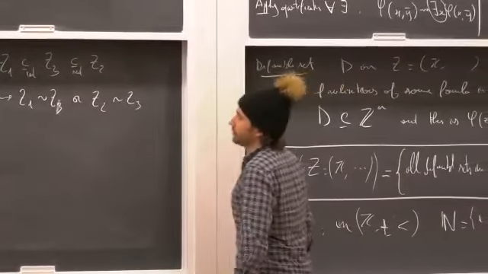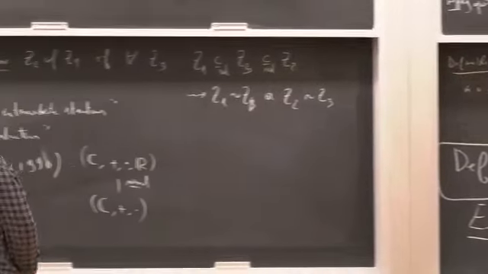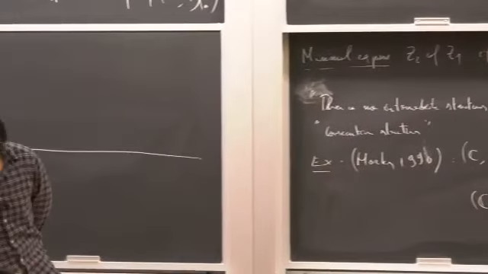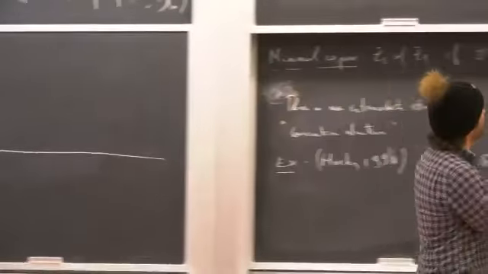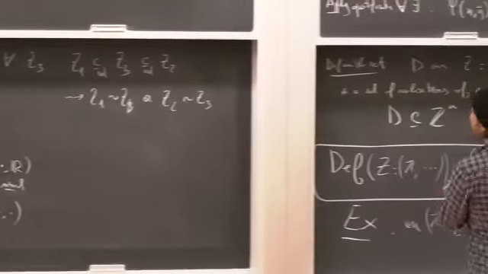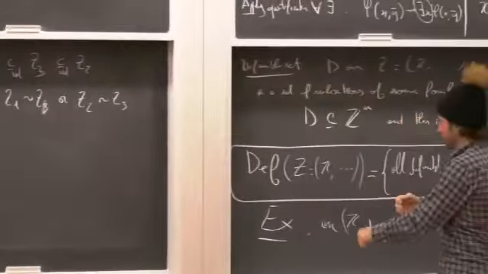What else do I have to define? We are almost done with the basics. Am I on time? I'm on time. Yeah, so I want to define notions of stability and NIP and DP-minimality.